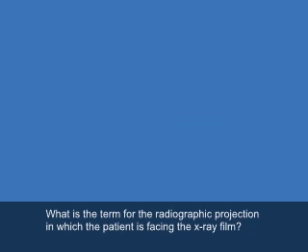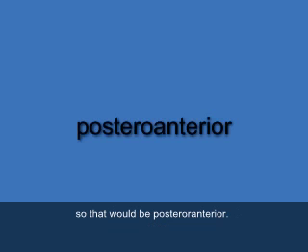What is the term for the radiographic projection in which the patient is facing the X-ray film? The patient is facing the film, so the back is to the X-ray beam. We want to label it based on from the beam, from the camera to the film, so that would be posterior anterior. Posterior, posterior anterior.